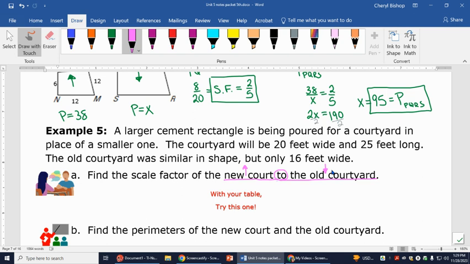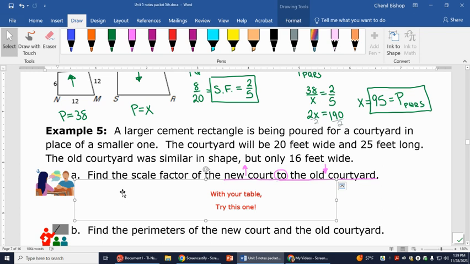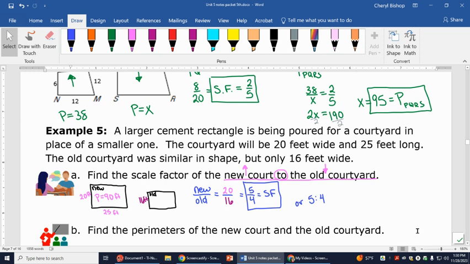About 30 seconds. Did anybody find the scale factor of the new courtyard to the old courtyard? What is it? 5/4? Let's see if that's what I got. That is what I got.